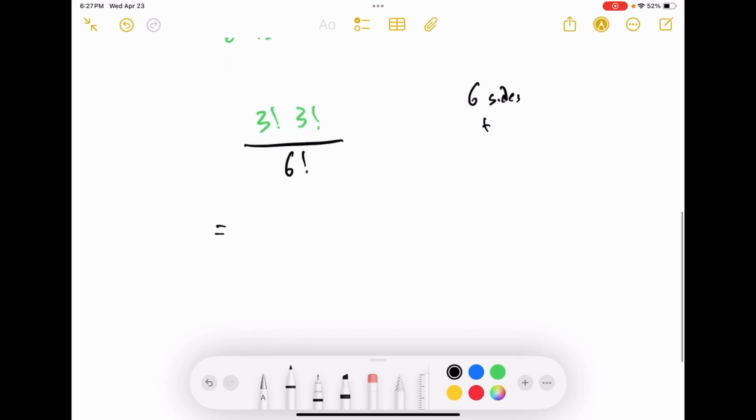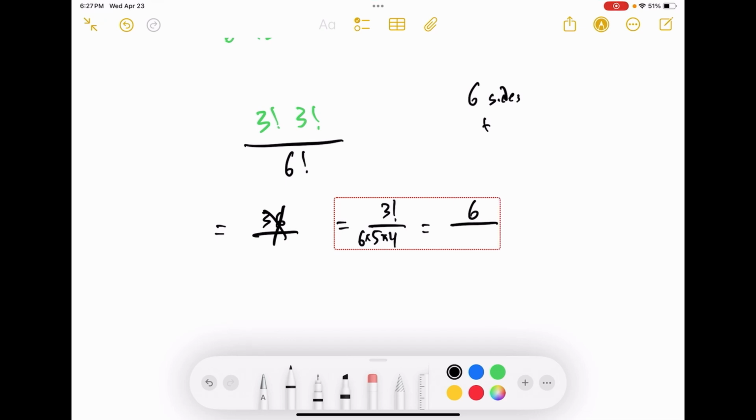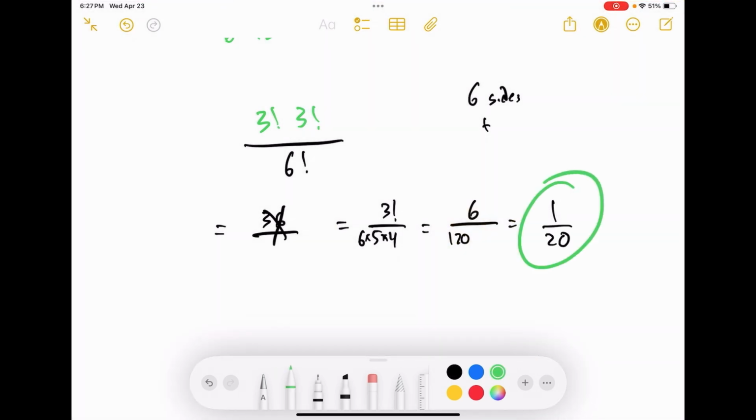Now, here we can do this. 3 factorial is, what is that? 6? 6 times 6 is 36. What is 6 factorial? I don't know. Let's try to cancel things out. I don't want to use a calculator. So we can cancel that out and get 5 times 4, which is 6 times 5 times 4. There we go. So 3 factorial is 6, and 6 times 5 times 4, we can actually cancel that out. 20 times 6 is 120, and end up with 1 over 20. And there's our final answer.